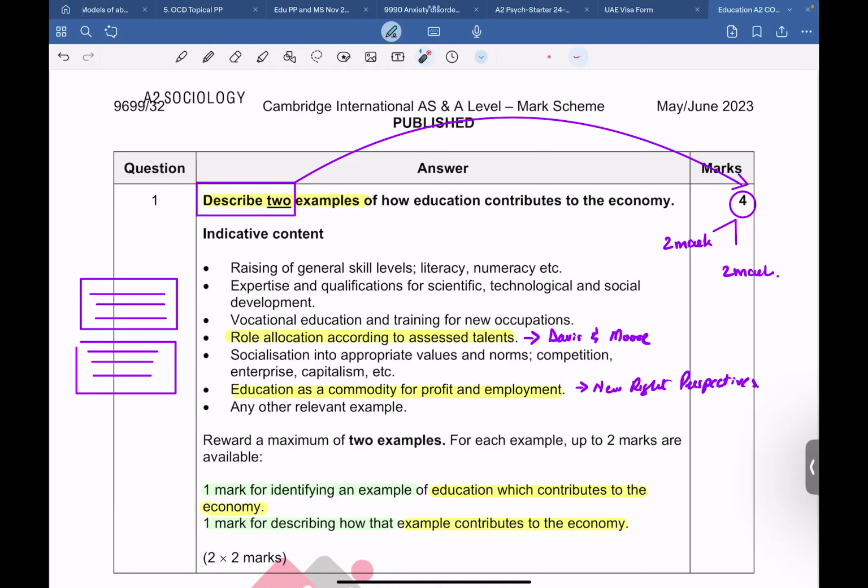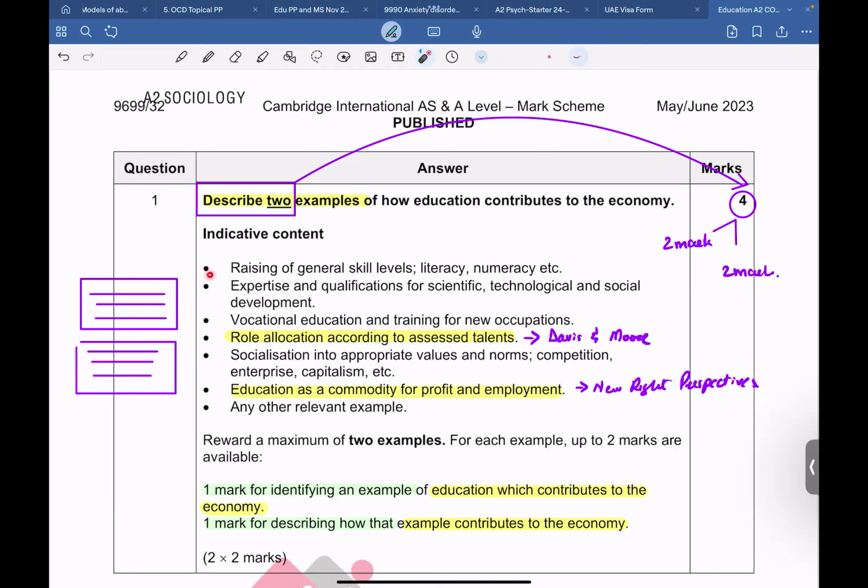Now, a frequently asked question over here is, are we expected to give sociological material here? No, you are not. You're not expected to write down any sociological reference, any empirical study, so on and so forth. Now, taking this a step further, let's read out the question again. The question over here reads, describe 2 examples of how education contributes towards the economy.